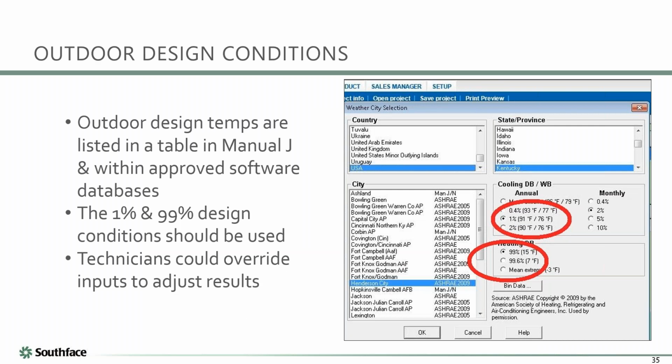Some of the software allows you to pick which version of the design condition you want. The default for Manual J version 8 is the 1% and 99%, meaning in Henderson City, Kentucky, 1% of the time in the summer it gets hotter than 91 degrees. If you picked 0.4%, it would up the design temperature to 93 degrees. Likewise, their design winter temperature is 15 degrees. If you pick the 99.6%, you drop another 8 degrees on the heating design side. So when you override these, that can have a big outcome.